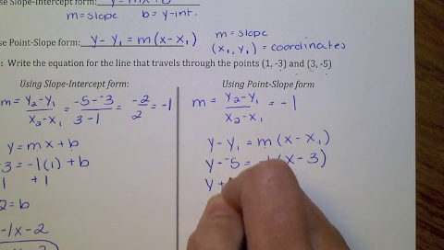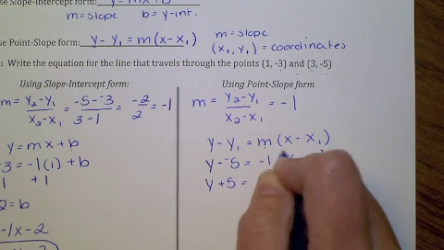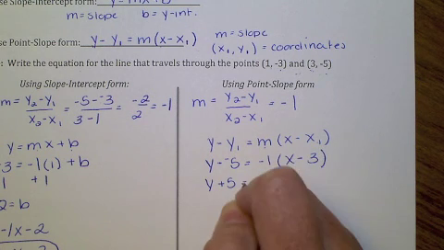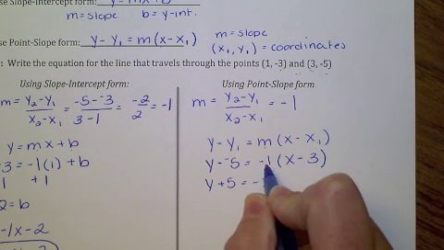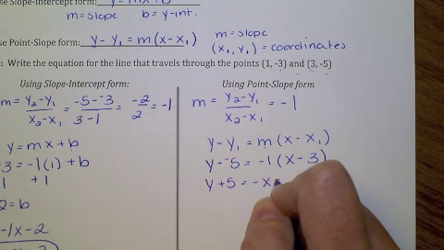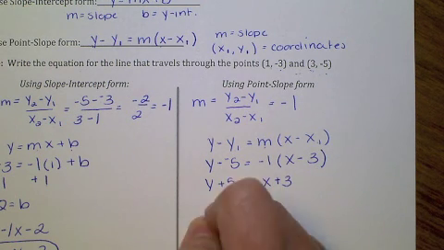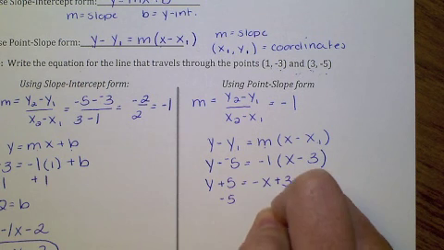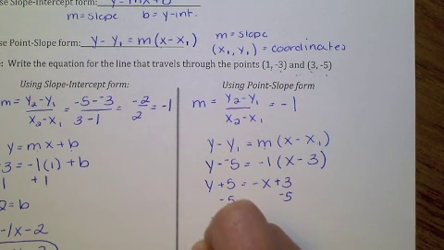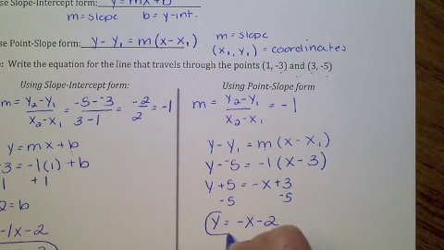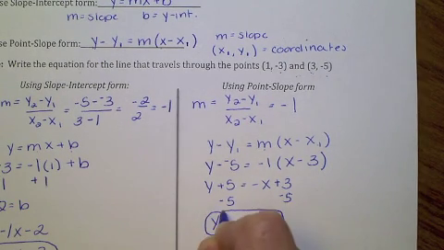This becomes y plus 5. Let's distribute the negative 1. So negative 1 times x is negative x. And negative 1 times negative 3 is positive 3. One final step, let's get y by itself. So y equals negative x minus 2. And look at that, it is the exact same equation. We just got there a different way.